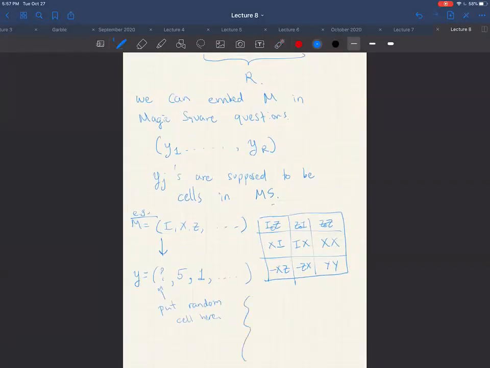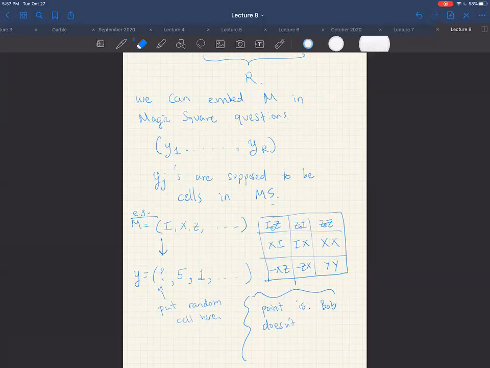So you know, the point is, Bob thinks we're playing Magic Square.